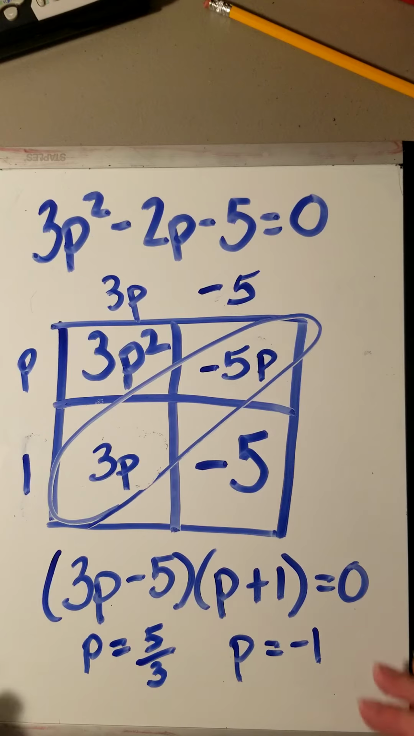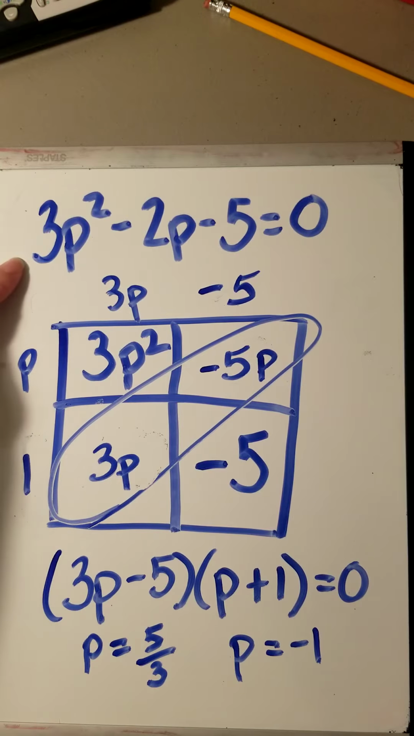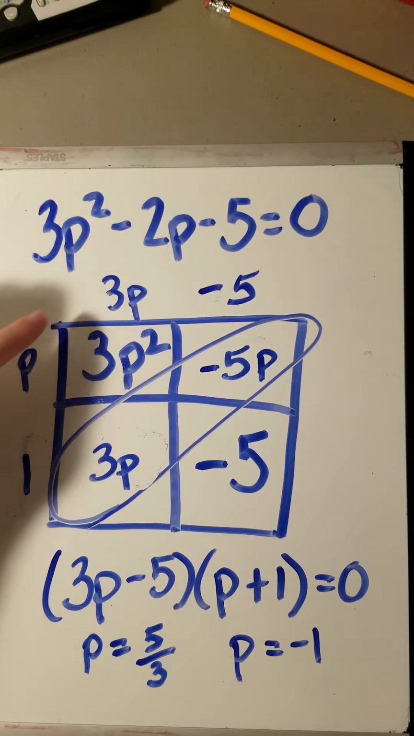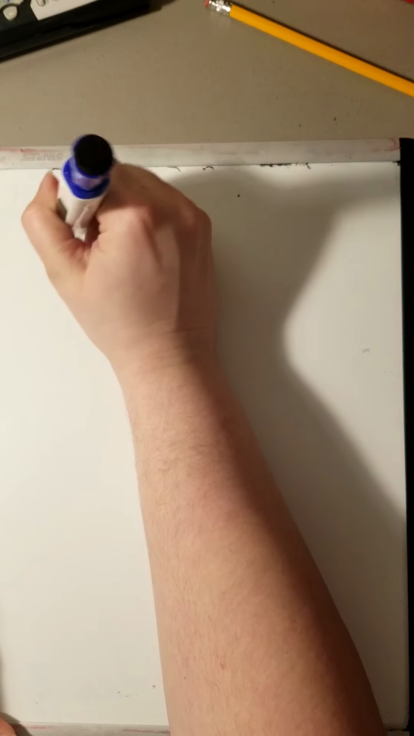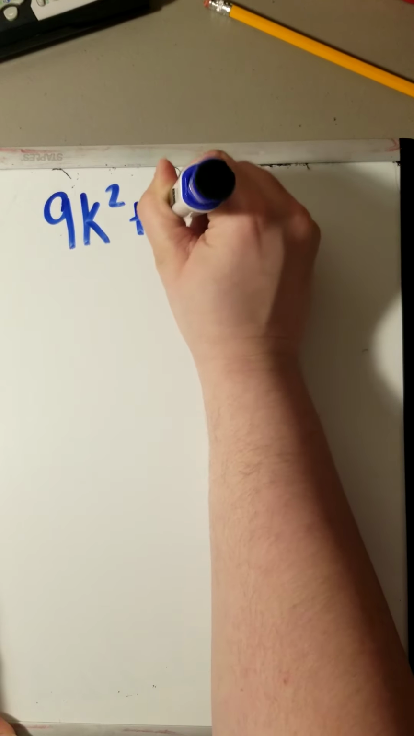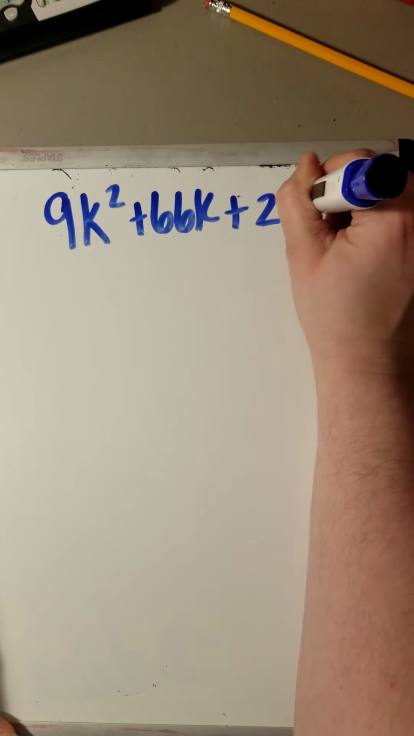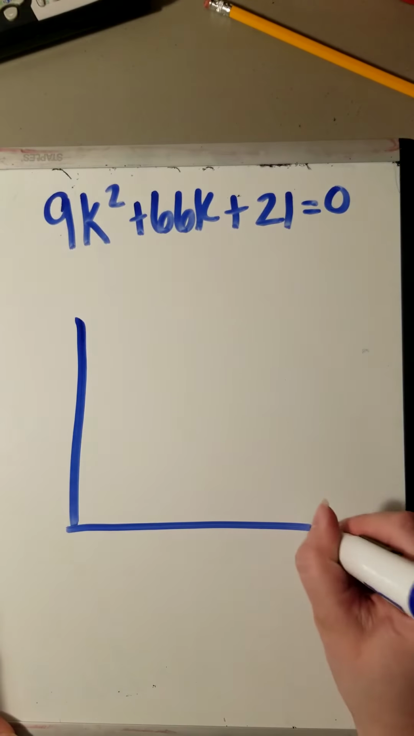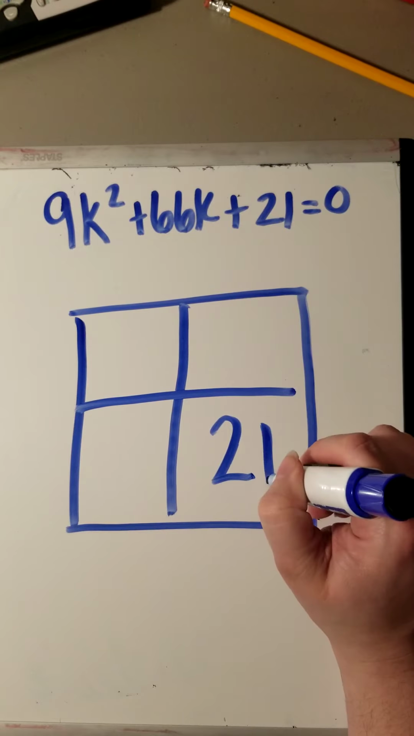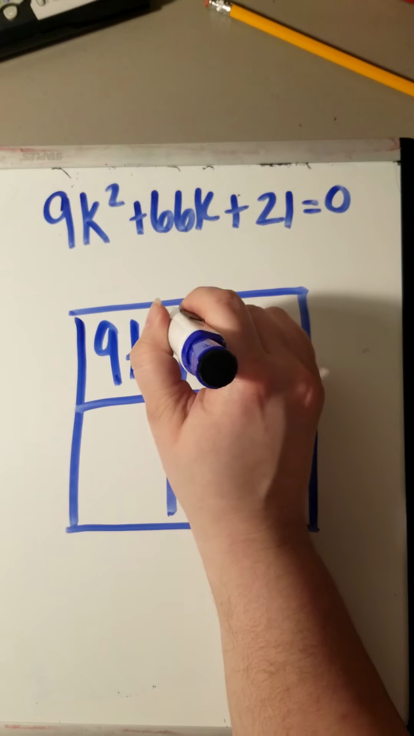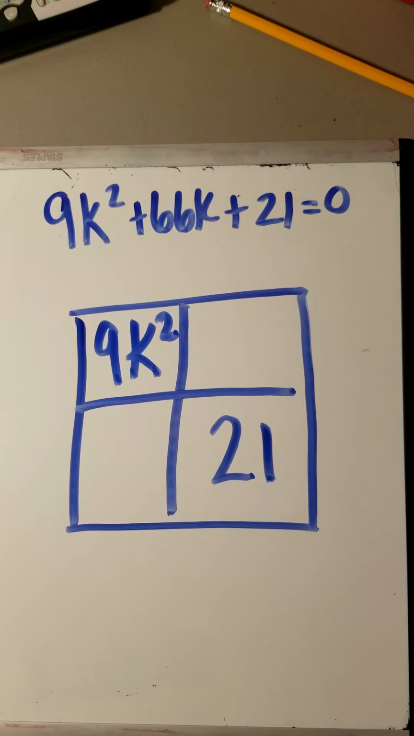But I will say that this process of doing this is a little bit complicated for students. They have a hard time figuring out what that is. And an even harder time when the number out front and the number in the end aren't easily figured out like this. So, for example, if I have something like 9k squared plus 66k plus 21, and I was to try to reverse that process. Well, okay, I know I need this to be a positive 21, and I know I need this to be 9k squared.